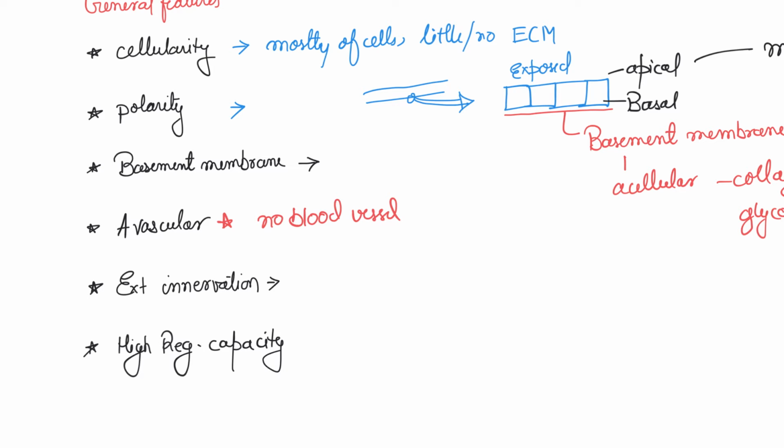Extensive innervations. What does this mean? Innervation means nerves. Now, generally, your epithelia is richly supplied with nerves because they would be able to detect a lot of changes in the environment and report back to the brain, in which case it will analyze and give a command. High regeneration capacity. This is something we observe in daily life.